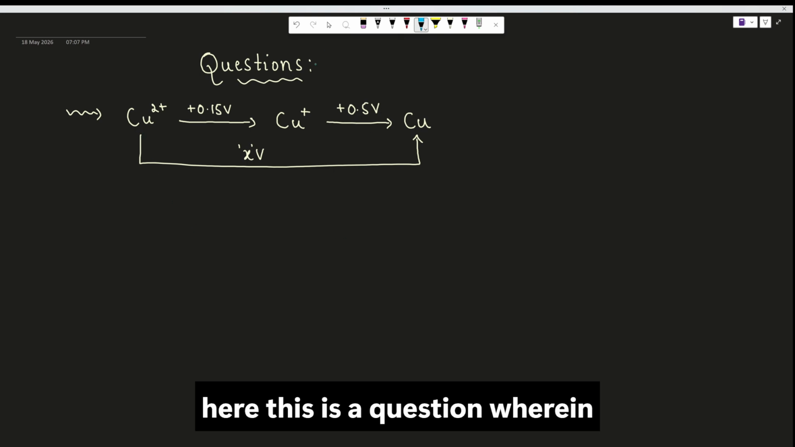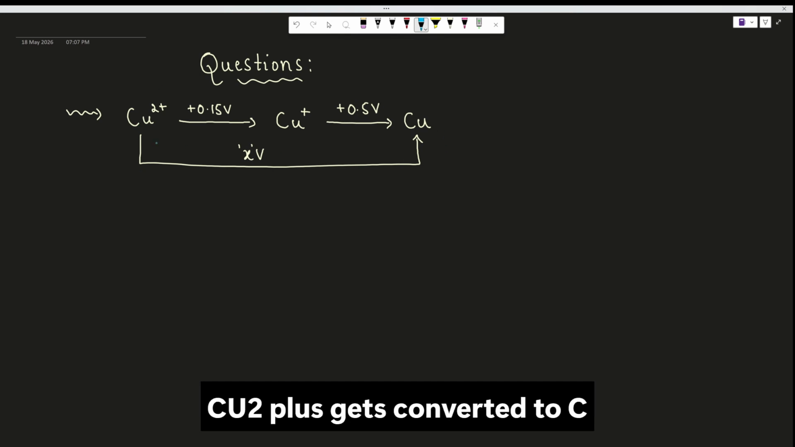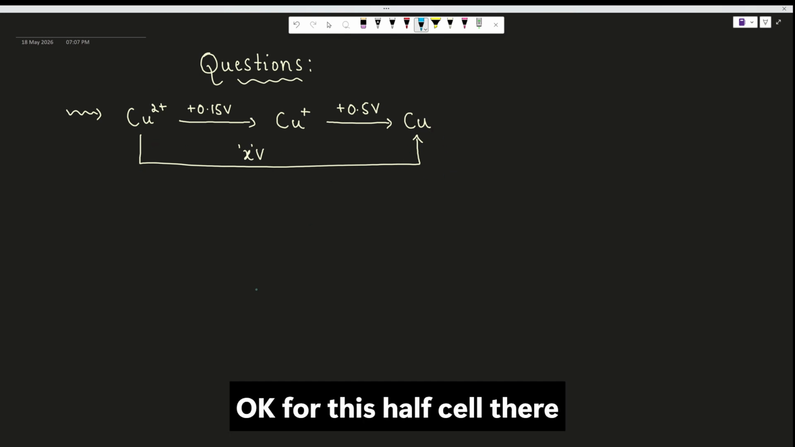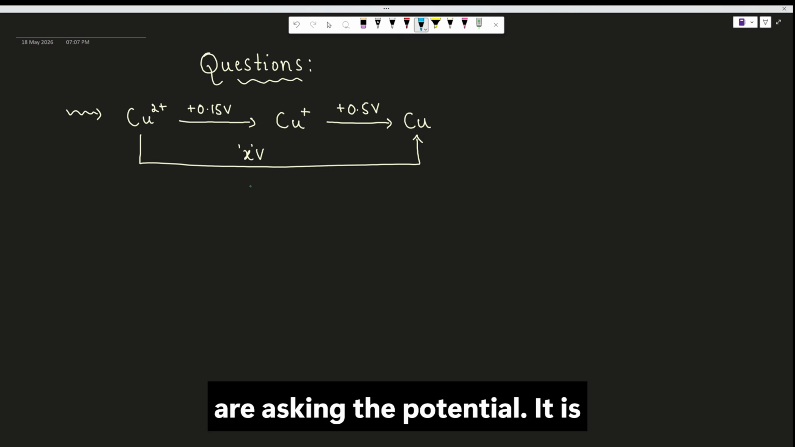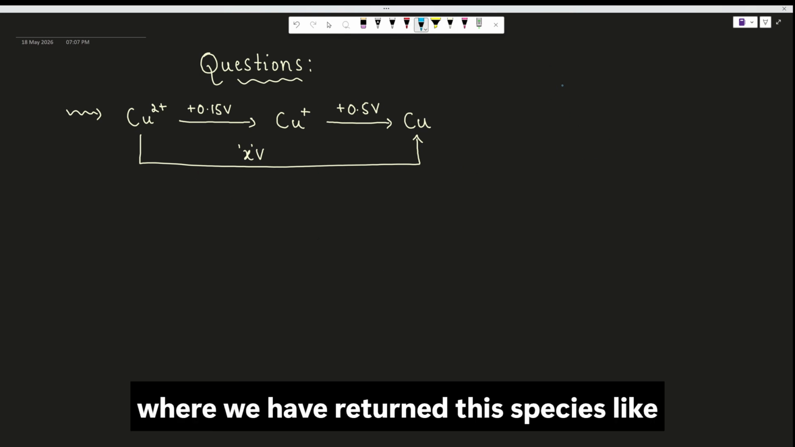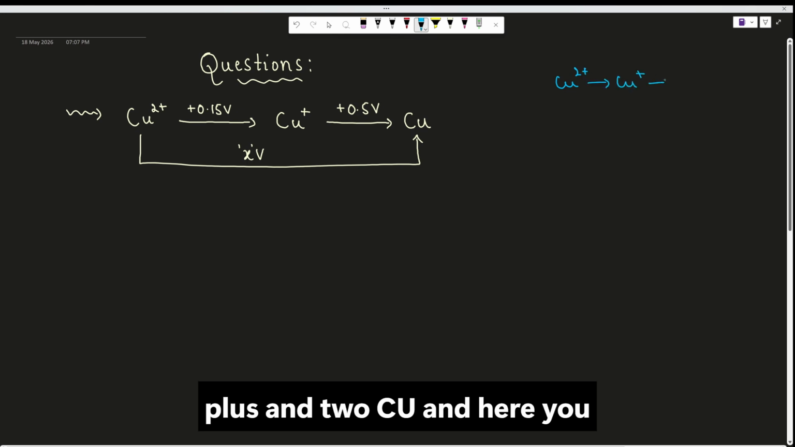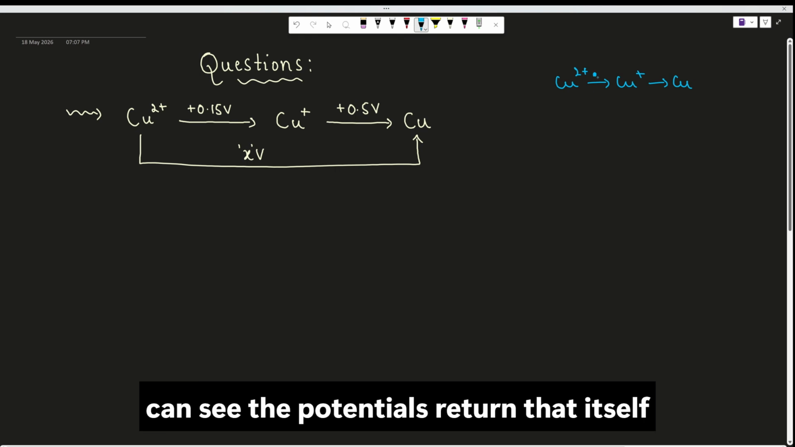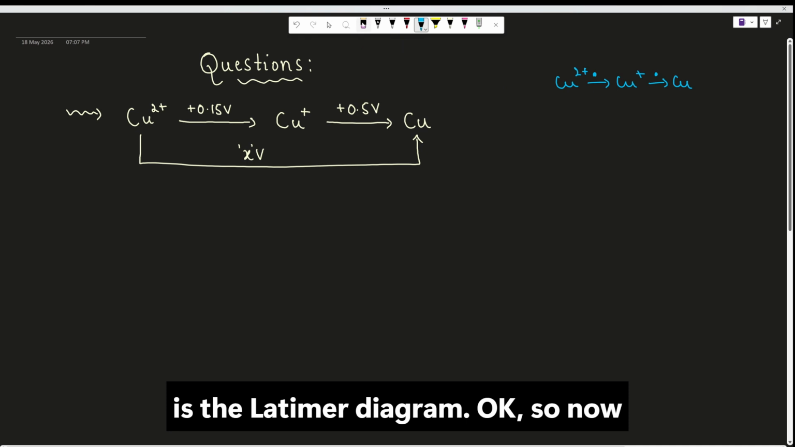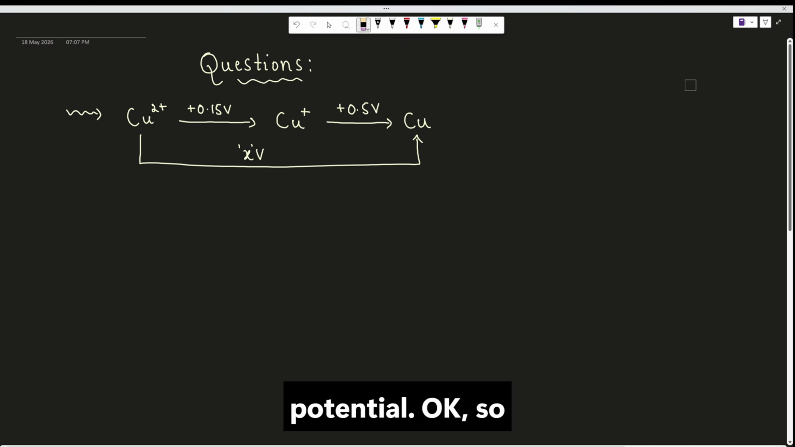Okay, and here this is a question wherein they have asked the potential when Cu2+ gets converted to Cu. Okay, for this half cell, they are asking the potential. It is given as X volts. Okay, so where we have written the species like this actually, Cu2+, Cu+ and Cu, and here you can see the potentials written. That itself is the Latimer diagram. Okay, so now let us see how to calculate this potential.